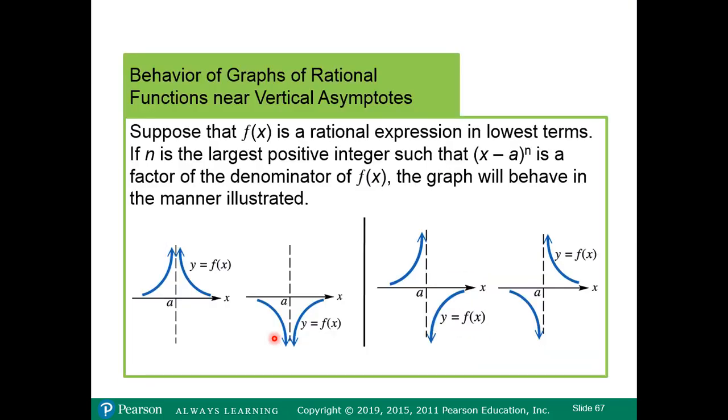Now, the behavior of the graphs of rational functions with vertical asymptotes. Just be aware, these are the different ways that you could have behavior. Suppose that f of x is a rational expression in lowest terms. If n is the largest positive integer such that x minus a to the n is a factor of the denominator of f of x, the graph will behave in the manner illustrated. It could behave like this, like this, like this, or this.